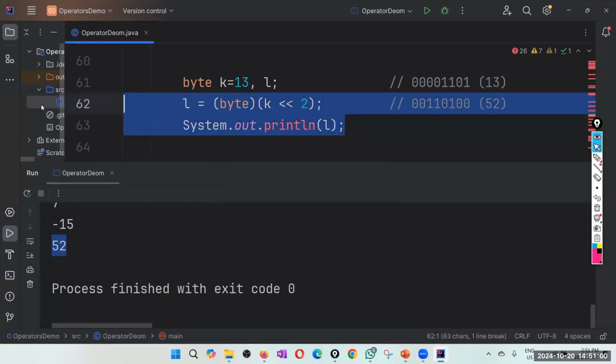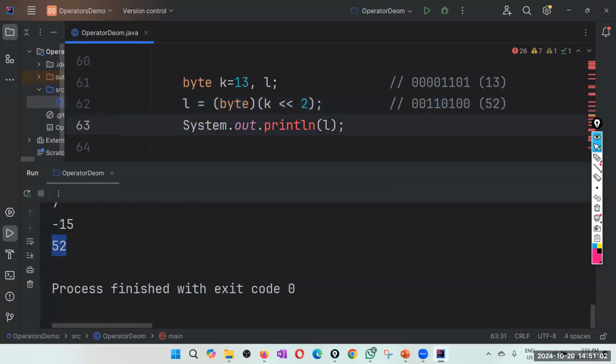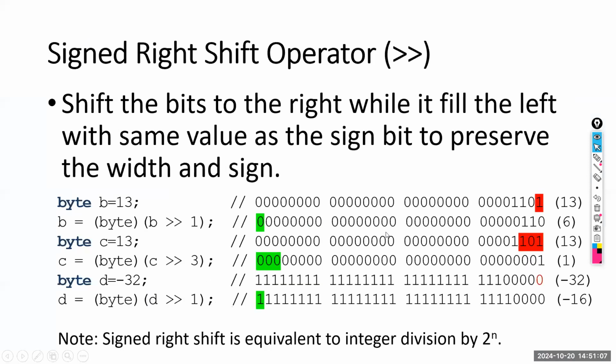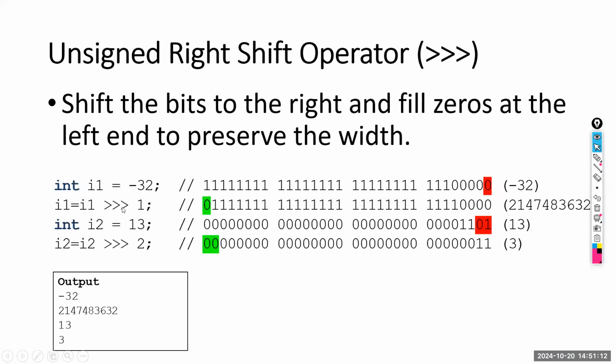Next we have the right shift. There is just 1 left shift but 2 right shift operators. What are those? Signed right shift and unsigned right shift. The easier one to understand is the unsigned right shift. Unsigned right shift will always add zeros to the left side, and bits will be lost from the right side. For example, say this is minus 32.